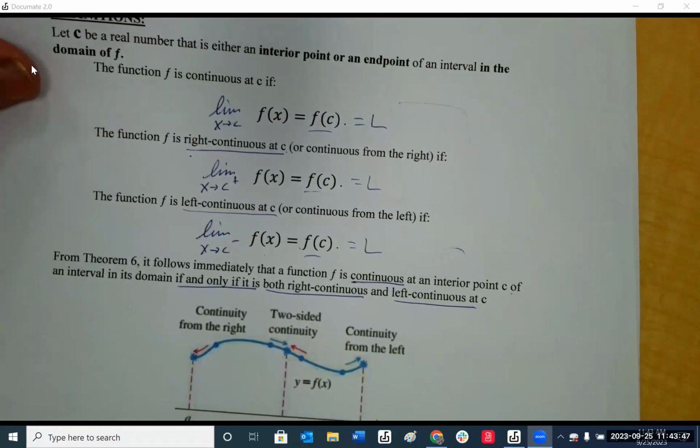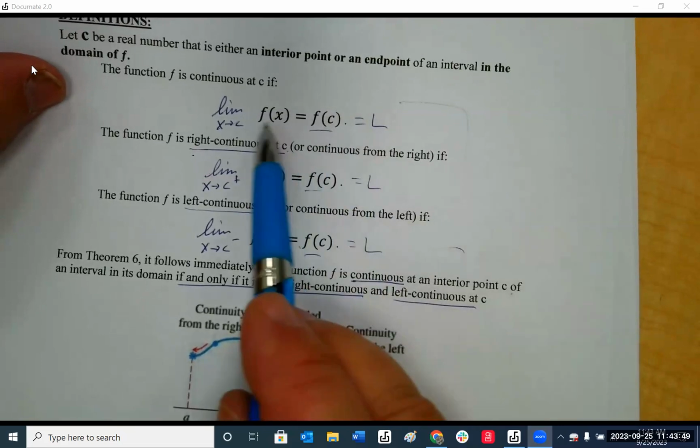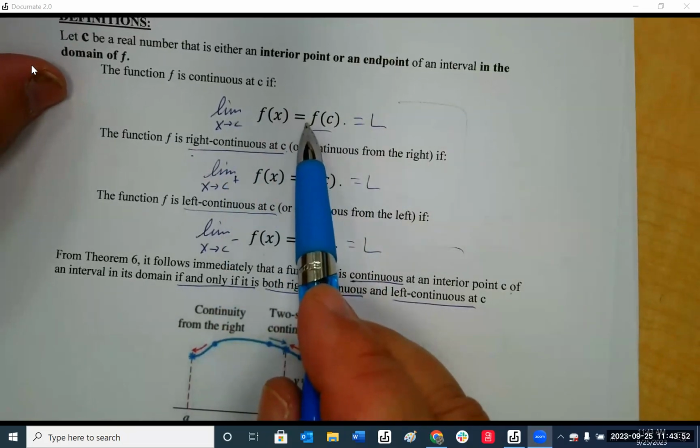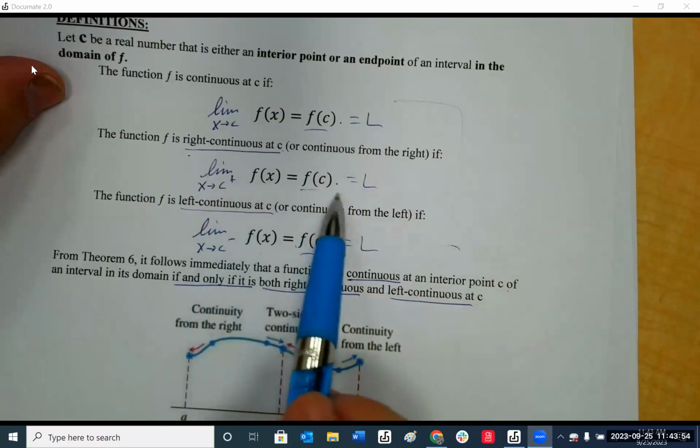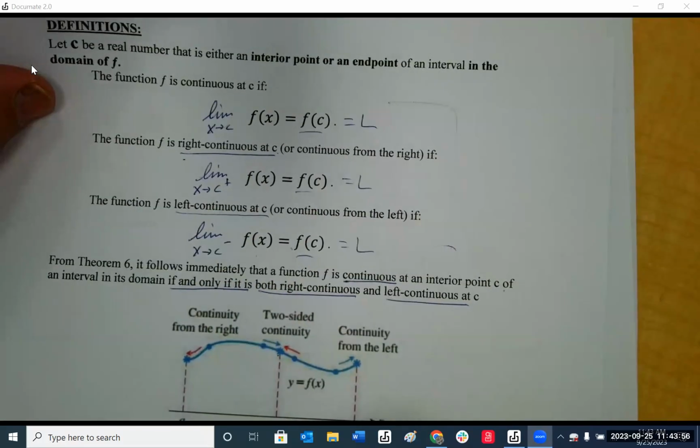We have to check 3 things. We have to first plug the number into the function and see if it exists, and then check both sides to see if they're approaching the same number.